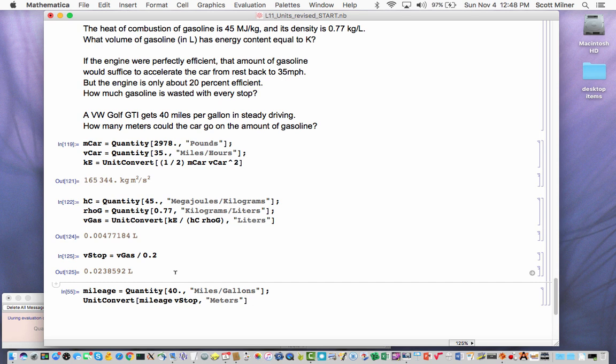And if we take that and say, well, how far can you drive on that amount of gas at 40 miles per gallon, then we define the mileage as being 40 miles per gallon, and take that mileage times this volume of gasoline and ask how many meters you can go on that. And the answer is 400 meters. Which is a considerable distance, and so you can see how wasteful it is to have stop and go driving versus being able to drive continuously, because you're having to continuously accelerate and decelerate the car inefficiently.